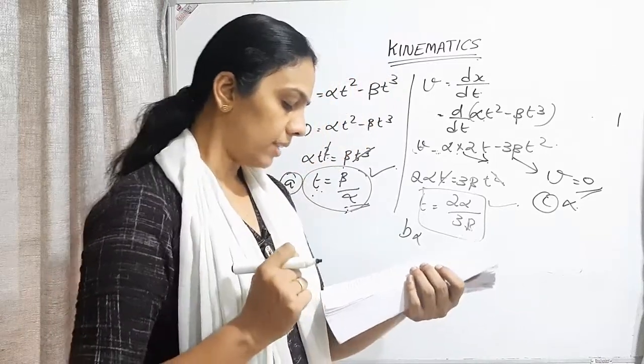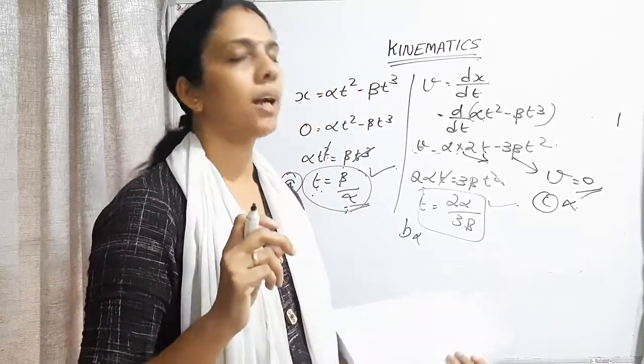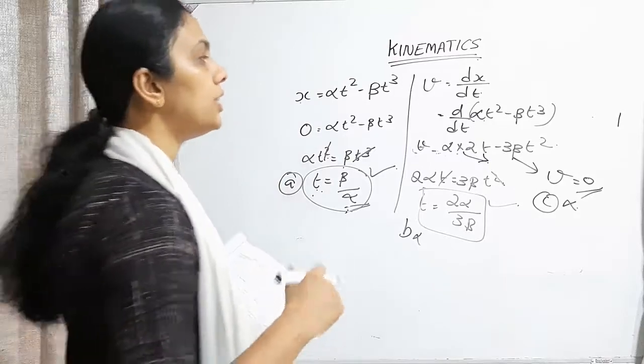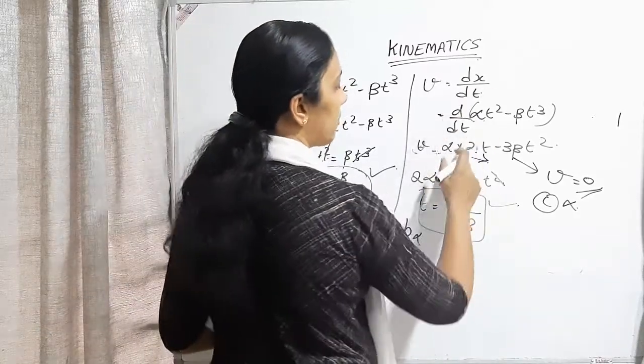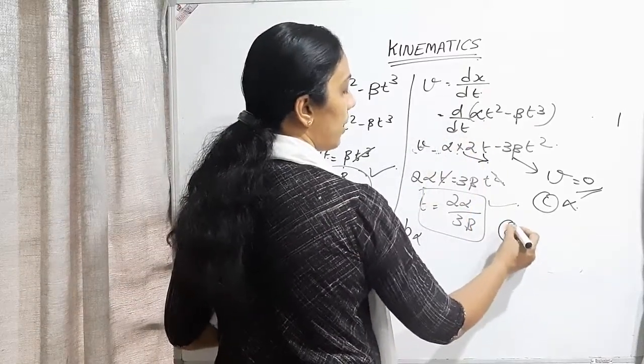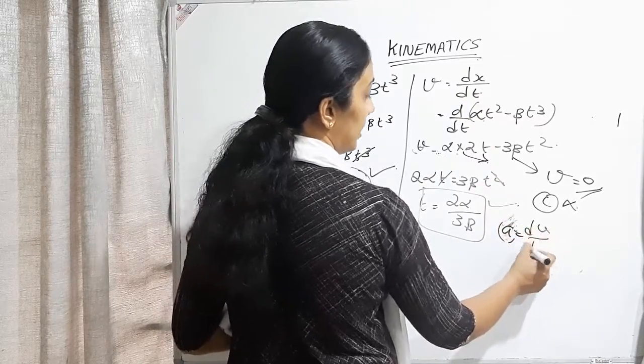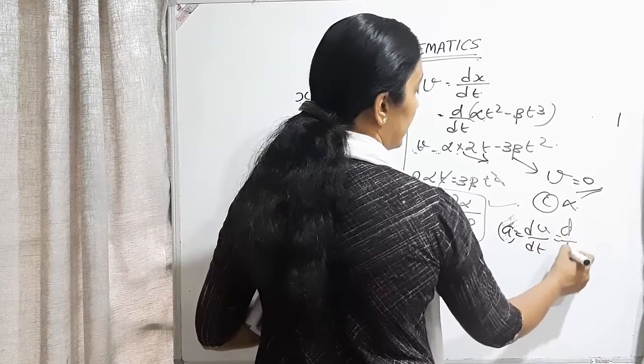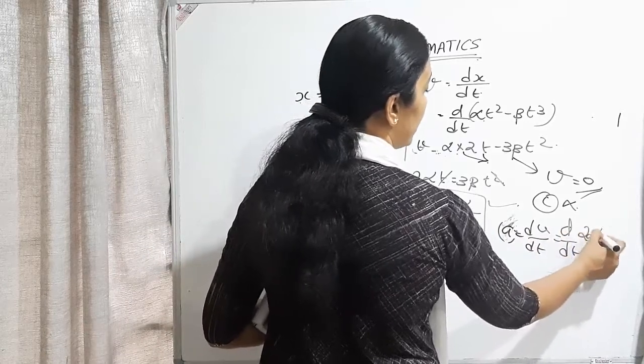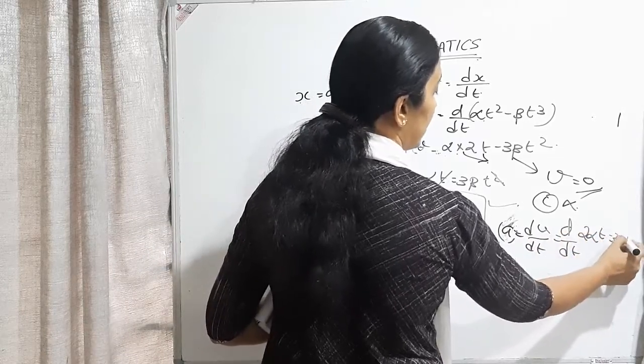Then the last one, the initial acceleration of the particle is 0. Initial acceleration. So here we can find out the acceleration from the velocity. Acceleration equals dv by dt, d by dt of 2 alpha t minus 3 beta t square.